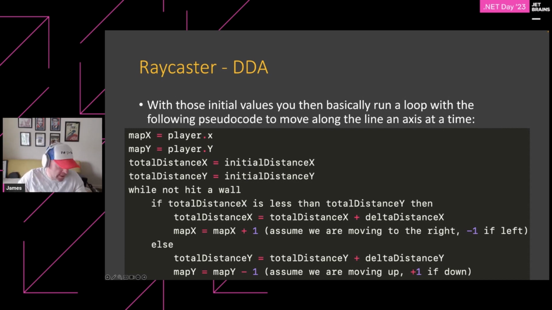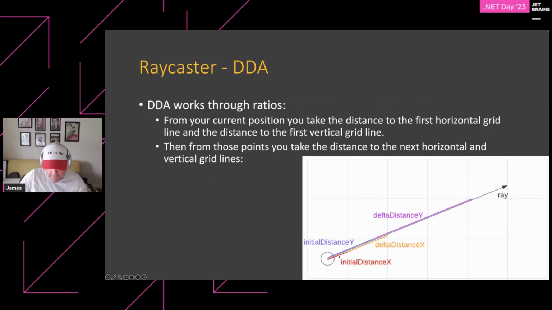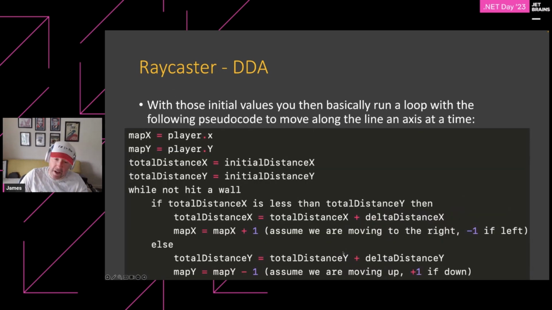Actually, if we just go back a slide, this diagram would be helpful. The initial distance to here, we load that into a total distance. And then we do this: let's move to the next X. The delta distance X is the distance to the next X point.